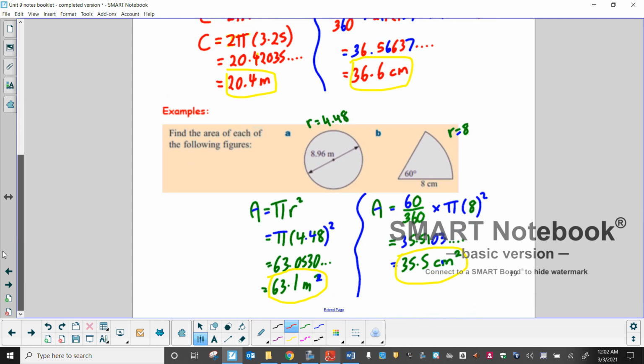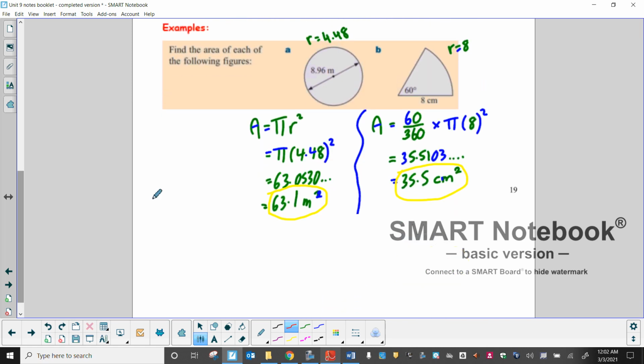Now find the area of each of the following figures. So remember, area of a circle, we use pi r squared. They didn't give me the radius though, they gave me the diameter. So if you want, you can work out the radius on the side. Radius equals the diameter, 8.96, divided by 2, which gives me the 4.48. That's where the 4.48 came from. So work that out, and write out what the radius is, 4.48, because you might make a mistake in working out the radius, so then they'll understand why you used it down here.